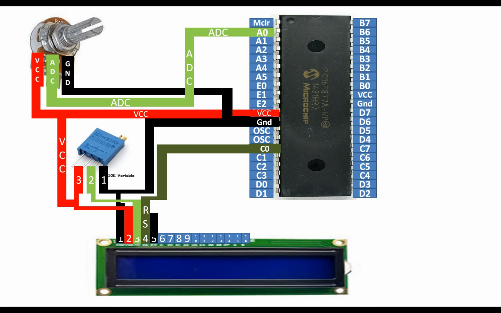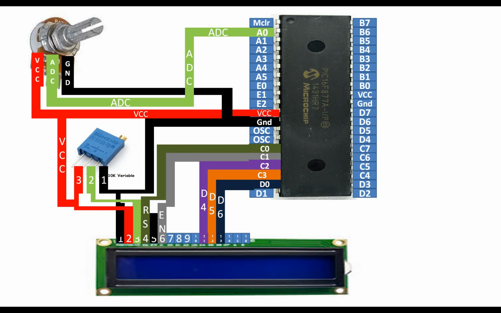Now pin number 4 is your RS pin. You can use any available digital input output pin of the PIC for this. I am using pin number 50, that is C0, that is port C, pin number 1. For pin number 6, that is the enable pin, I am going to use pin C1. For data pin 4, I am going to use pin C2. For pin number 12 of the LCD, that is data pin 5, I am going to use pin C3 of the PIC. For data pin 6, D0. For data pin 7, D1.